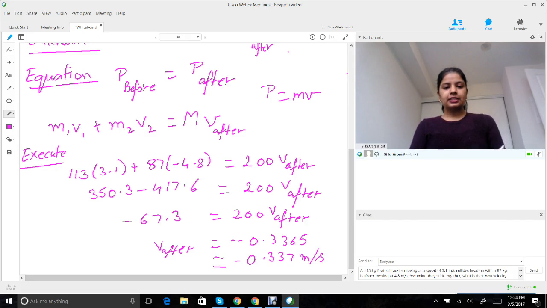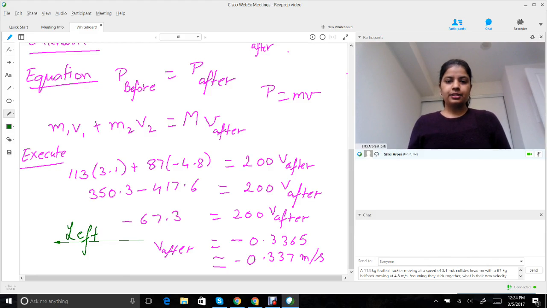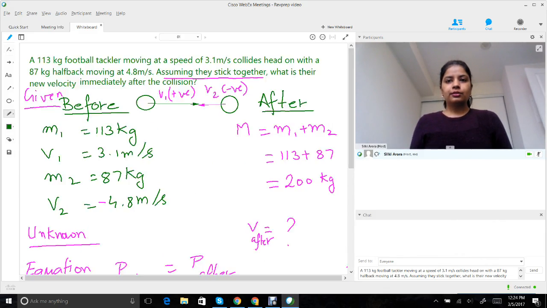So now what does this negative imply? Any ideas? Yes, this negative shows that after the collision, they are moving towards the left. So negative tells us about the direction. And the magnitude is 0.337 meters per second. Okay, so that would be all for this question.